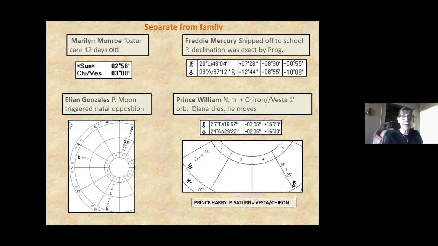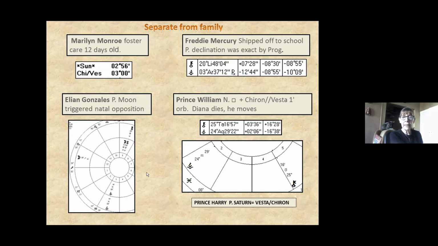Back to the orphans. Marilyn Monroe went into foster care when she was 12 days old. That would have put the Sun at about 258 in terms of progression, so the Sun was 2 minutes from being exact with Chiron Vesta. Natally, she had a 4-minute orb. When Freddie Mercury was shipped off to school, his natal declination became exact by progression.